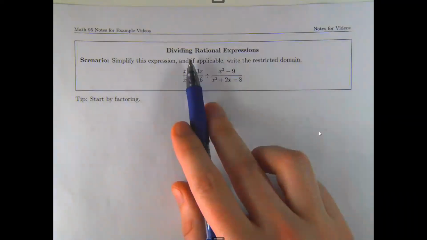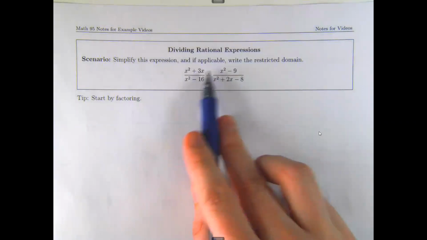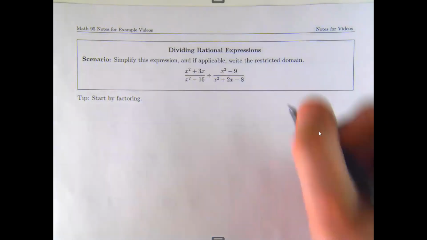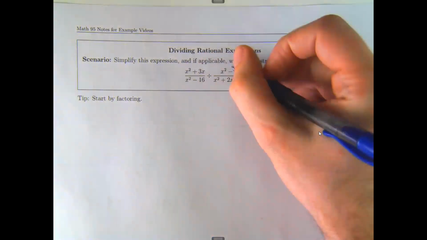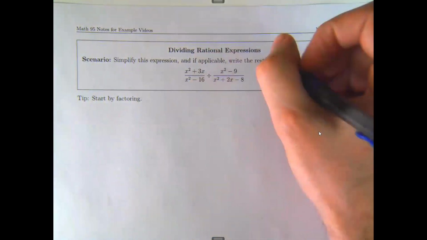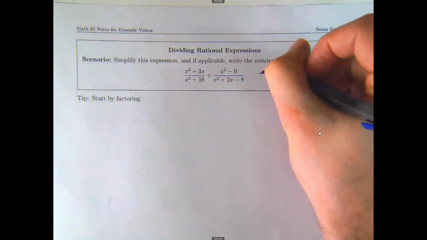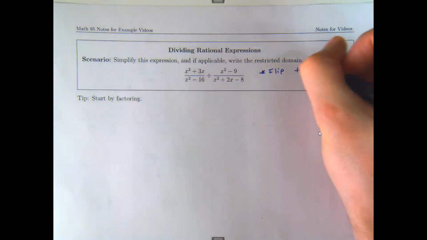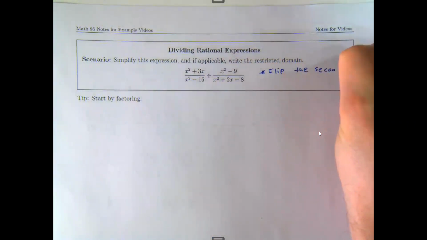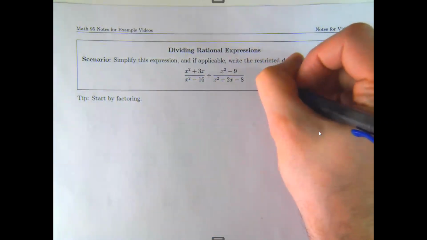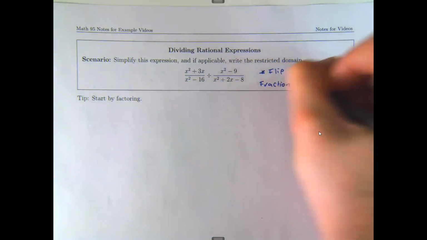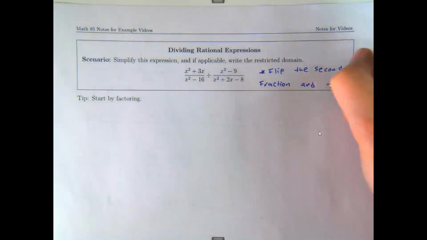Let's take a look at dividing rational expressions. And just a reminder for how division of fractions works in general. When you're dividing something by a fraction, you're going to flip the second fraction, find the reciprocal of it, and then you're going to multiply across.